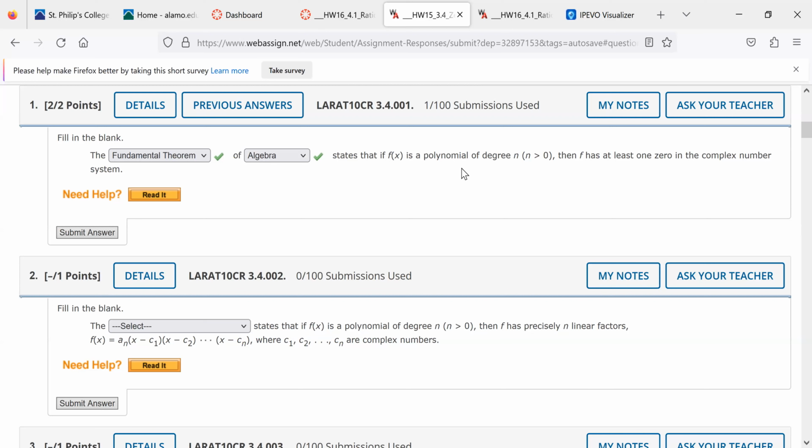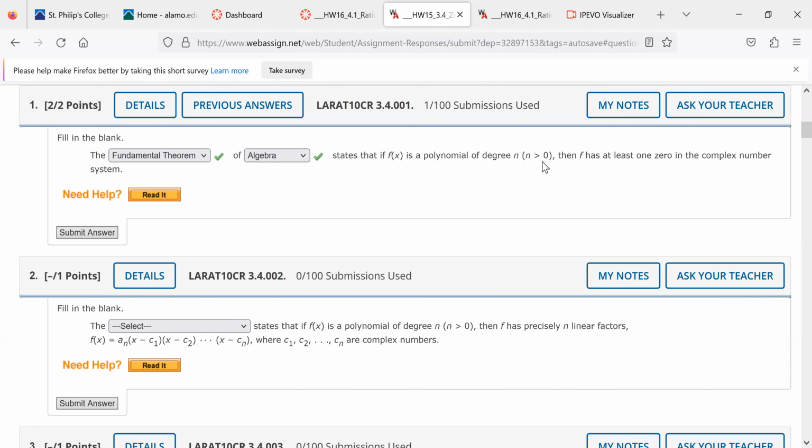Basically, it's saying that if you have a polynomial where the degree is n, obviously n is bigger than 0, then f has at least 1 zero in the complex number system. So basically, you're guaranteed to have 1 zero if n is greater than 0, if your degree is 1 or more. But that zero could be imaginary because it says complex number system, right? So you're not guaranteed a real number, but you're guaranteed a zero.